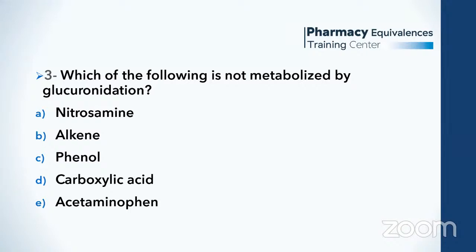The next question. Which of the following is not metabolized by glucuronidation? The metabolic reactions, we have 2 phases. Phase 1 is formed of 3 types of reactions: oxidation, reduction, and hydrolysis. Those are phase 1. Which is the most common? It is the oxidation reaction. Phase 2 reactions are the conjugation reactions.